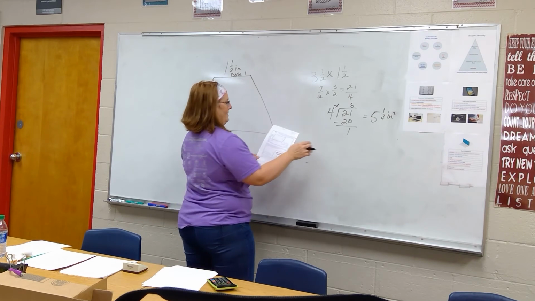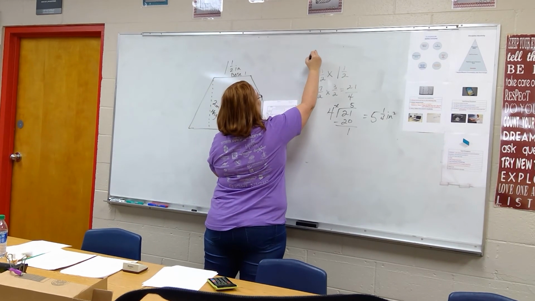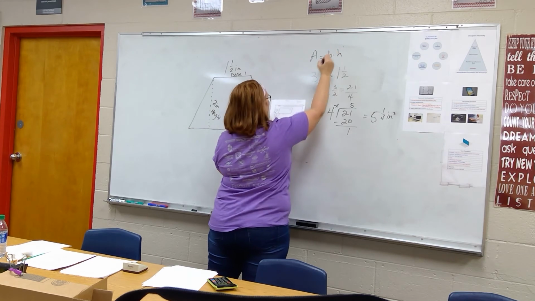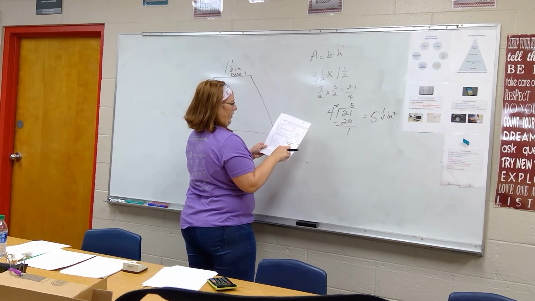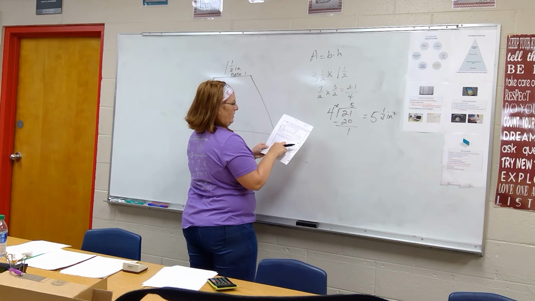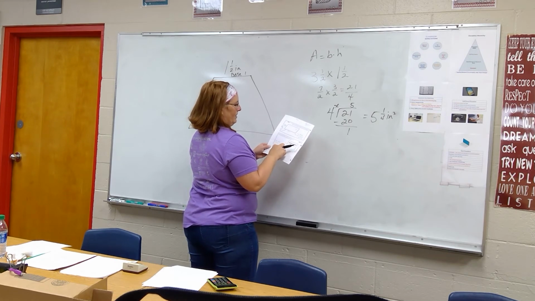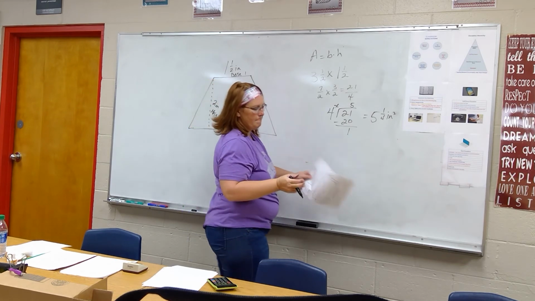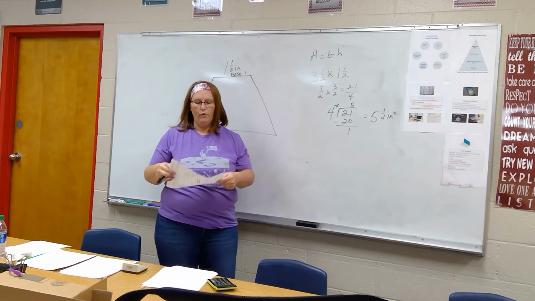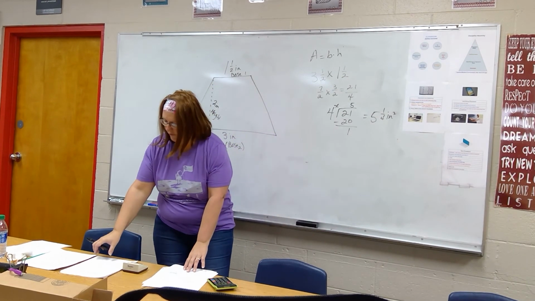Down at the bottom, it's the exact same thing as this one. We just used area equals base times height. You're going to do the same thing. Area equals base times height. 3 times 2 inches is going to be 6 inches squared. Use the paper. Use the formulas that I've given you. Go back and refer to this.